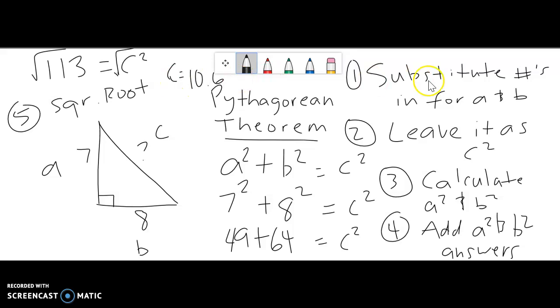So those are all your steps. Substitute numbers in for A and B, whatever the numbers are. So A was a 7, B was an 8. You fill those in. Second step, make sure you do leave this as a C squared. Don't touch it. Just leave it alone over there as what it is. Step 3, calculate what A squared and B squared are. So A squared was this, B squared was this. And then step 4, add those answers together. And this is what you get. And then step 5, go ahead and square root your number here, and you will have your answer. That is how you find the missing hypotenuse length using the Pythagorean theorem.